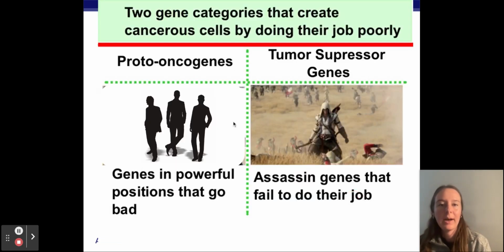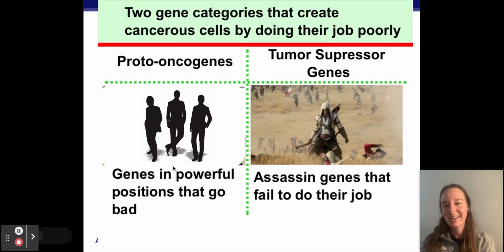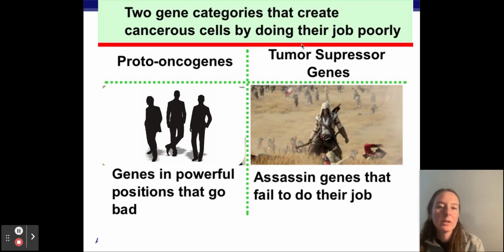Now, what happens? Why are these cells dividing too fast? And the problem is mutations in the DNA, right? Mutations in the DNA. And there are two types that are important. The first are called proto-oncogenes. And you can think of these as genes in powerful positions that go bad. So genes are responsible for building proteins, but if they're messing with the amount of protein that's being made or the type of protein that's being made, then they go bad, kind of like a person in a powerful position that abuses their power. Or a tumor suppressor gene is like an assassin gene that fails to do their job.